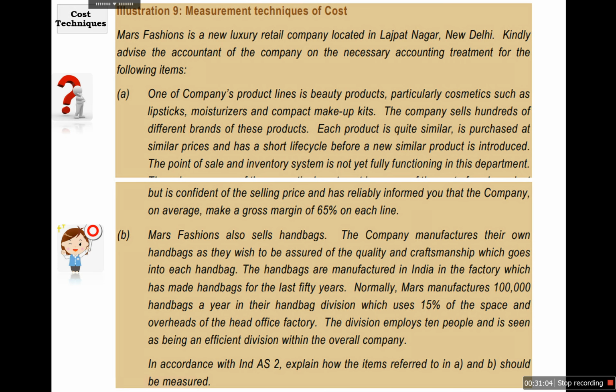So for the purpose of NRV, it is selling price minus cost of completion minus cost to make the sale. And if NRV is lesser than the cost, that is, the cost is greater than the NRV, then we need to book the devaluation loss. So these will be the accounting entries.